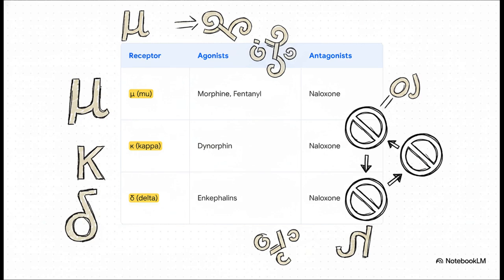So, the pharmacology of opioids really starts with understanding their receptors, mu, kappa, and delta. Our most commonly used clinical drugs like fentanyl and sufentanil are primarily mu receptor agonists. Understanding this is absolutely key to predicting their specific effects, both the desirable ones and the side effects. And of course, all of these can be reversed by antagonists like naloxone.